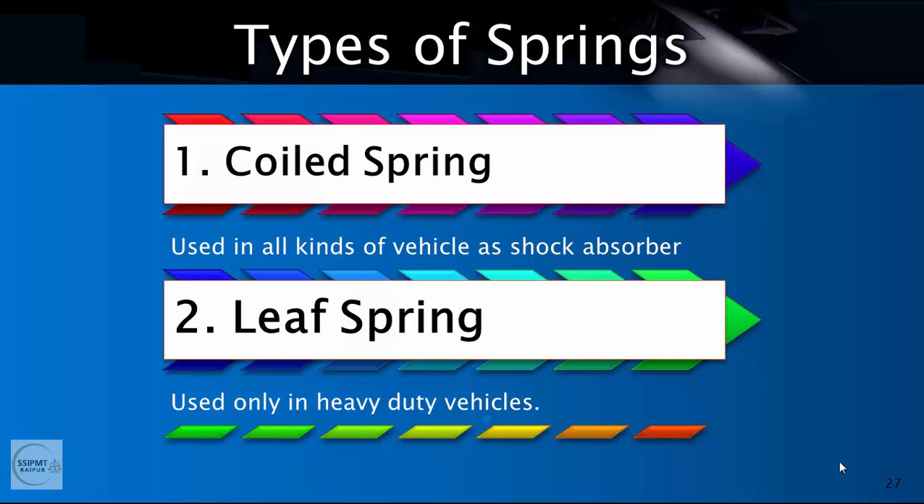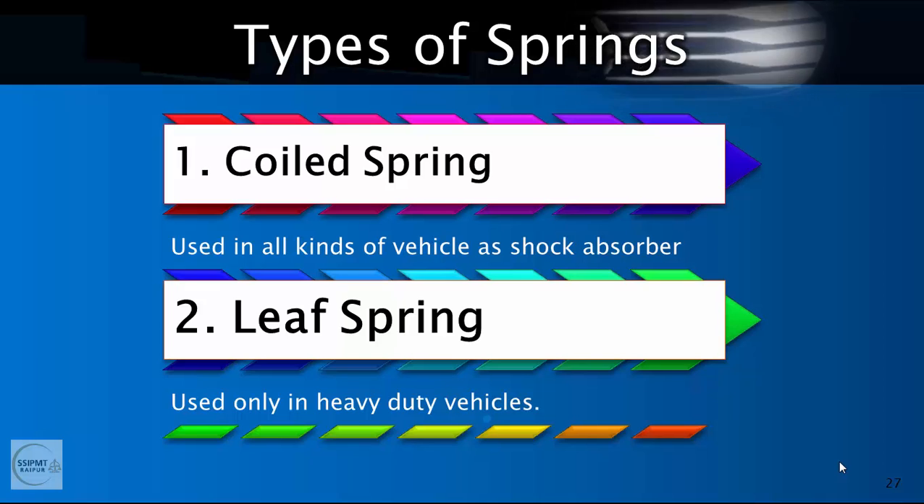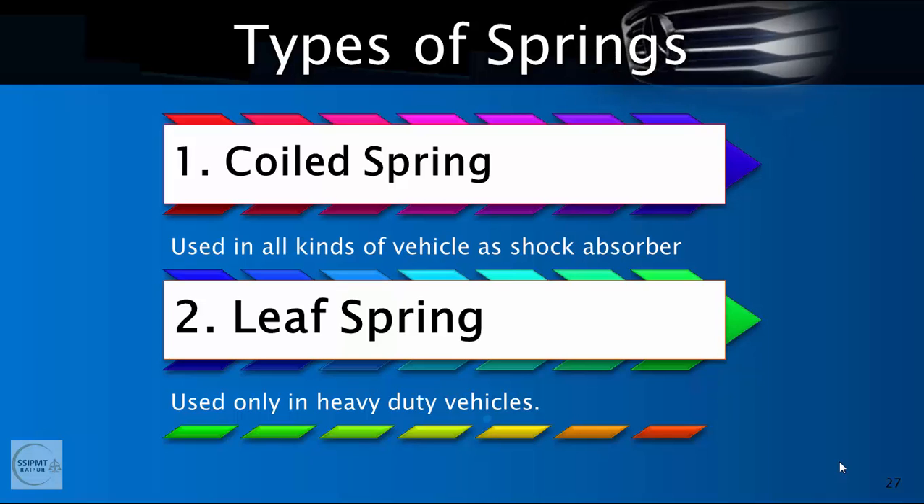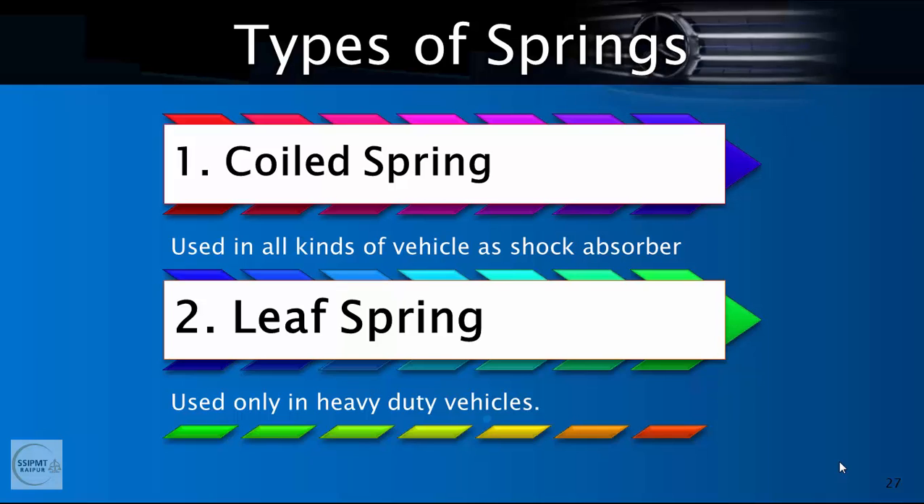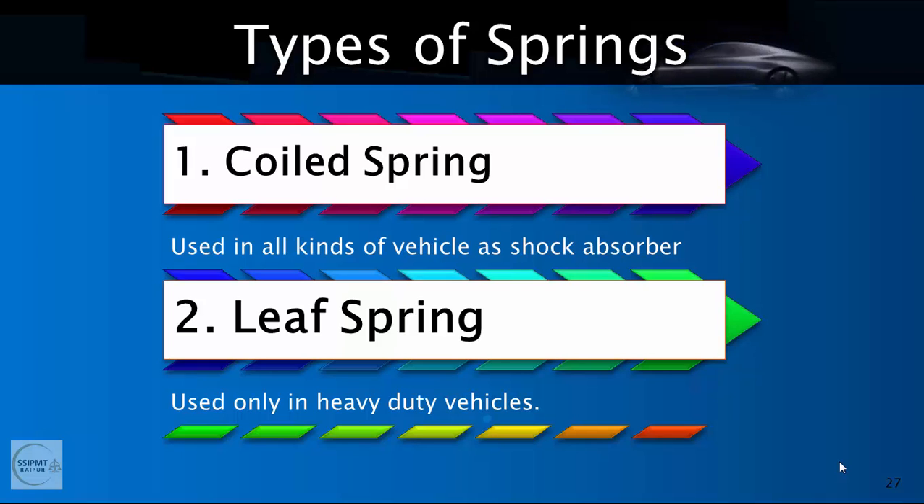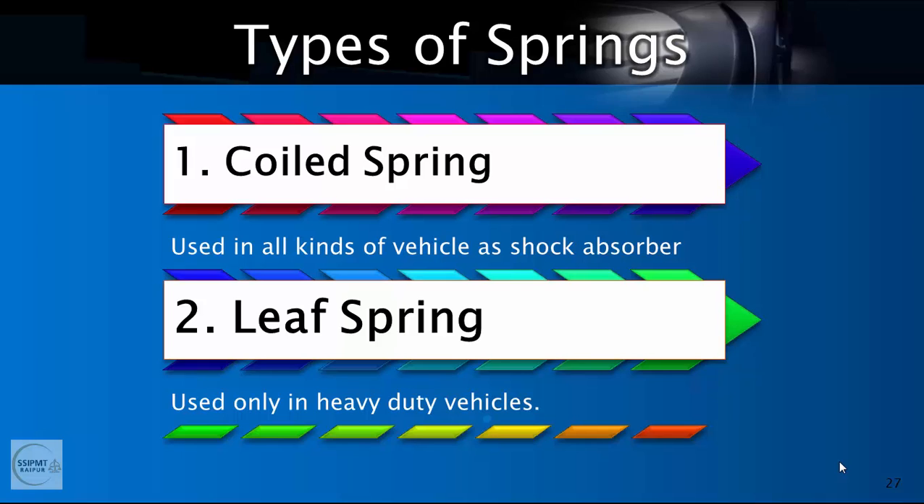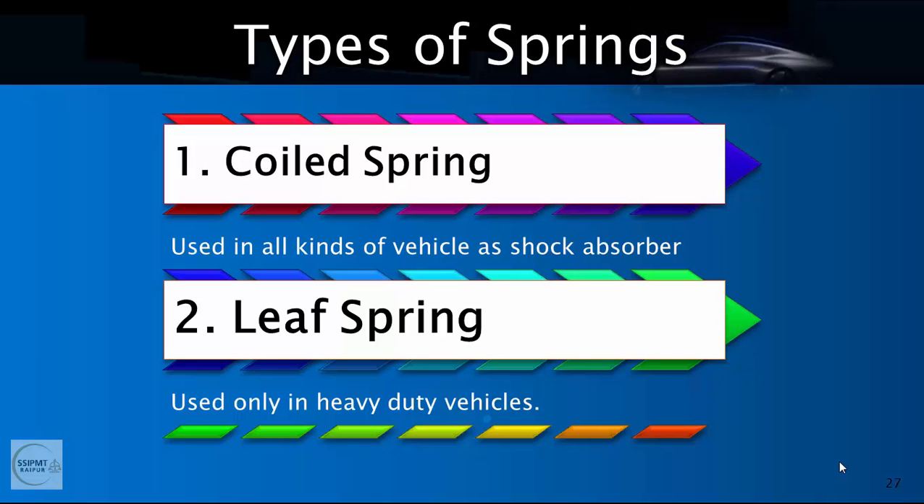Types of springs. Basically there are two types of springs used in an automobile suspension. First one is a coiled spring, which is used in all kinds of vehicle as shock absorber. And second type of spring is a leaf spring. This spring is used only in heavy duty vehicles like buses and trucks, whereas coiled springs are used in all the vehicles, whether it is a heavy duty vehicle or light motor vehicle like bikes, cars, etc.